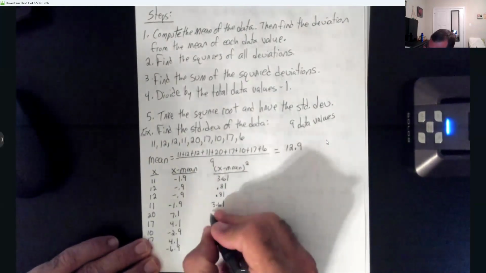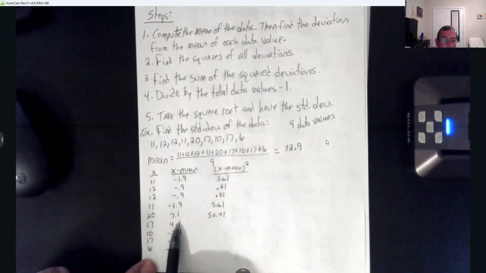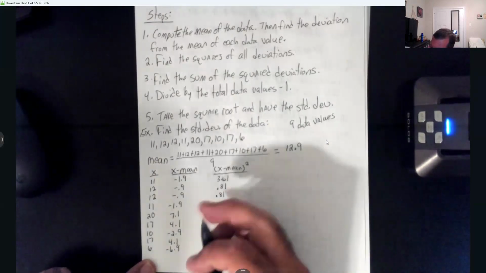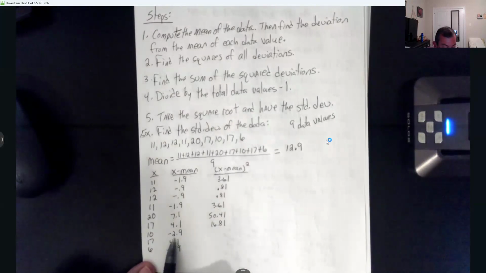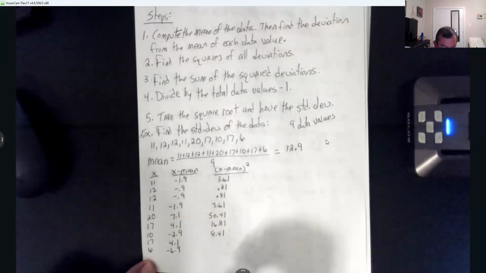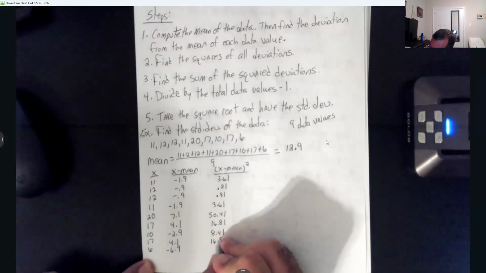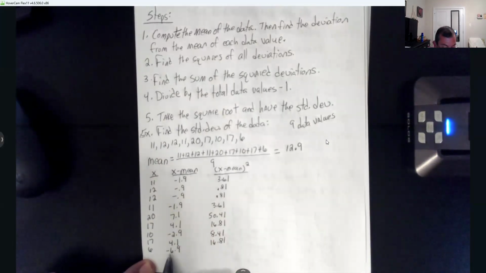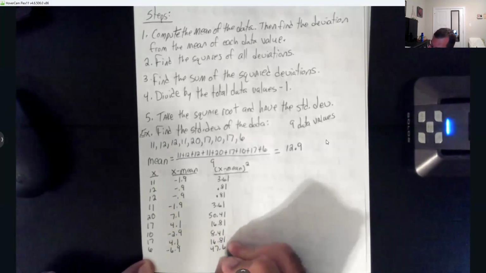7.1 times 7.1 is 50.41. 4.1 times 4.1 is 16.81. Negative 2.9 times negative 2.9 is 8.41. 4.1, I know that is 16.81. And then finally, negative 6.9 times negative 6.9 is 47.61.